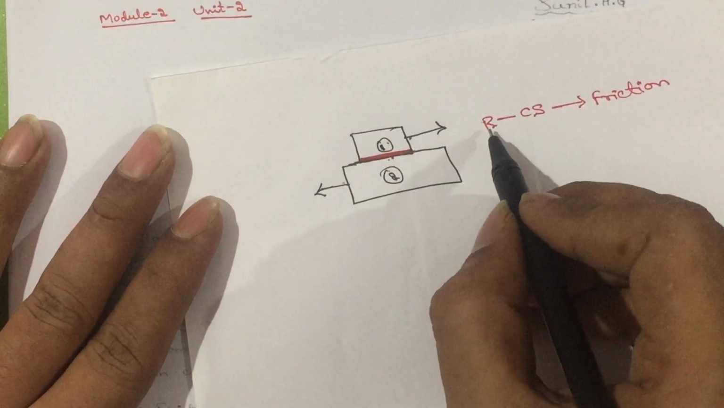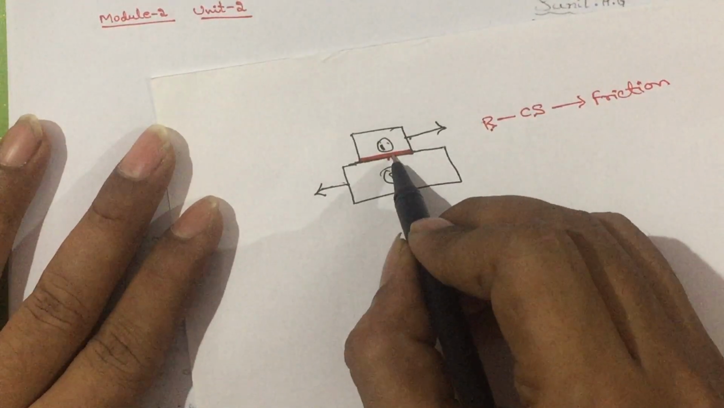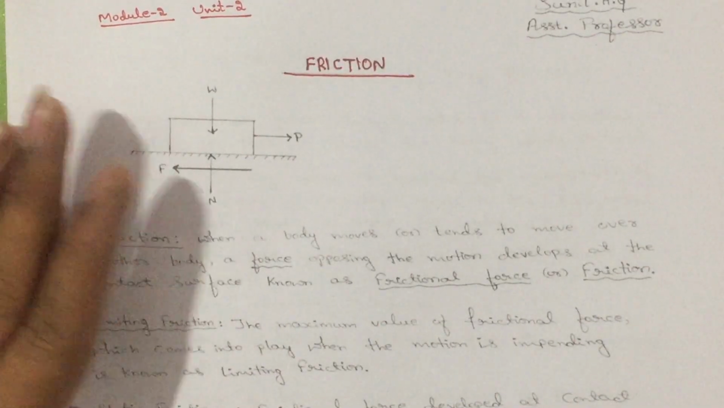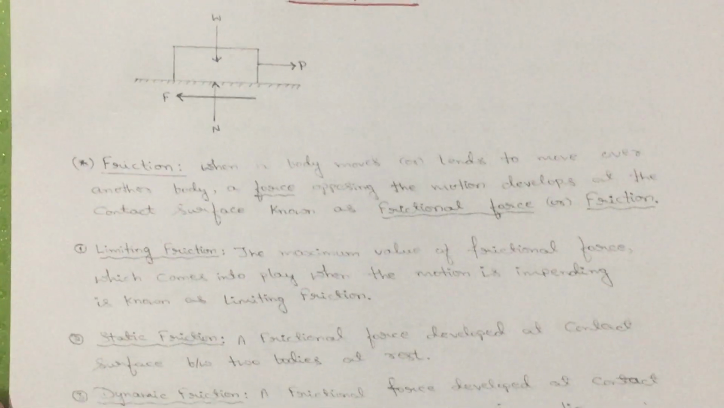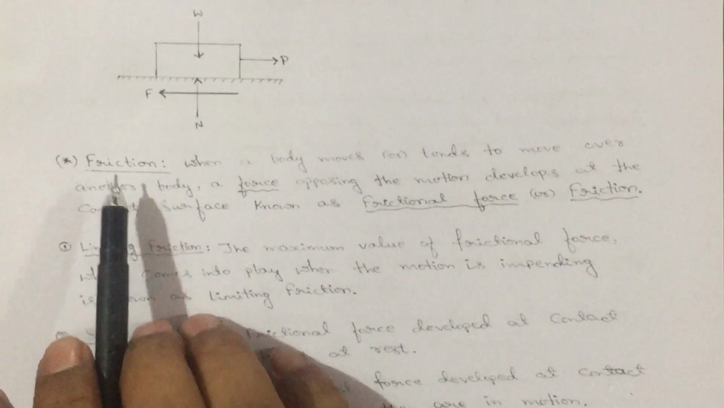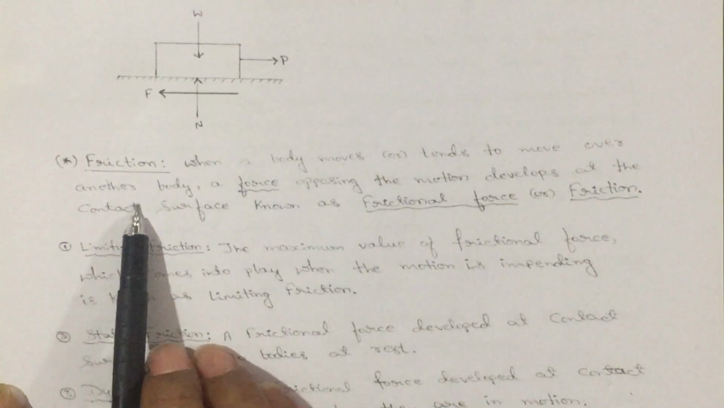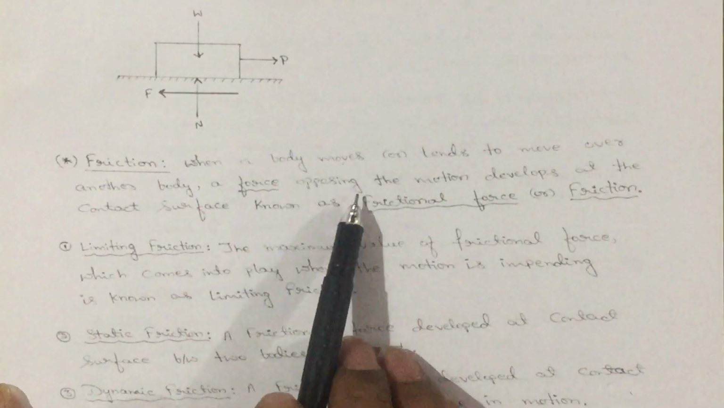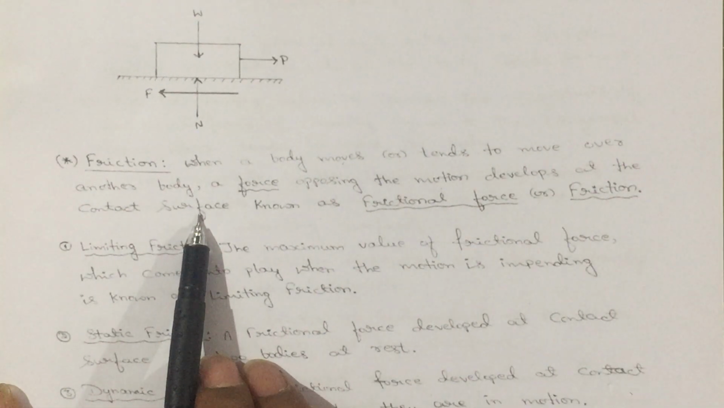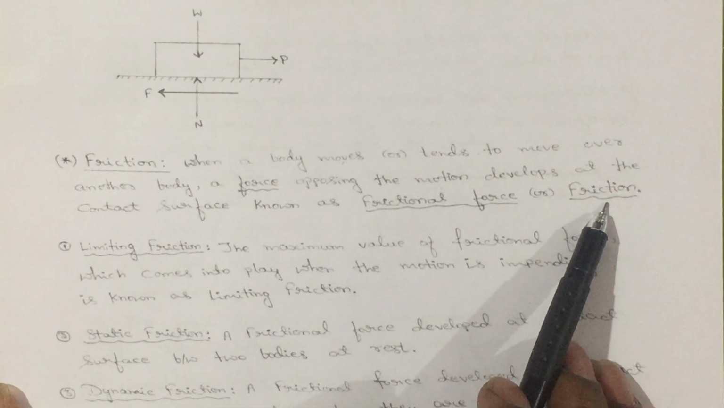I will say it once again. The resistance force developed at the contact surface against the motion is known as friction, in simple words. Now, let us come to the standard definition. How can we define friction? Friction can be defined as, when a body moves or tends to move over another body, a force opposing the motion develops at the contact surface. That is nothing but the resistance force, known as frictional force or simply friction.